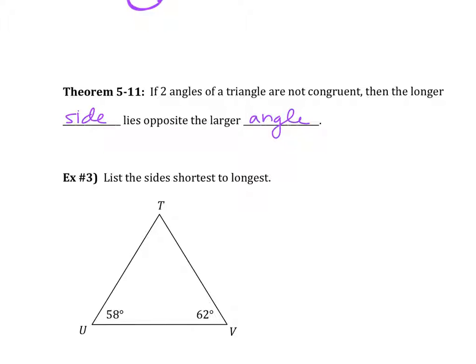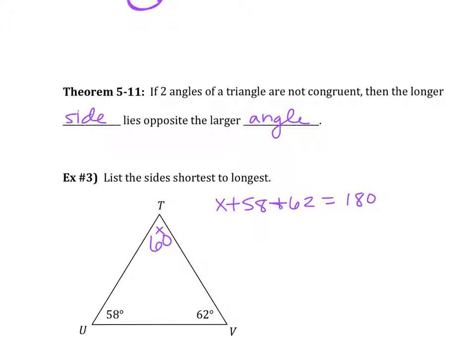If you look at example 3 here, what do you need to do first? So what you want to do is find and measure that angle. You got to find that third angle. So we have 58 and 62. What would angle T be? 60. It has to add up to 180. So if you call this x, you're going to say x plus 58 plus 62 equals 180 to find that missing measure. So this is 60.